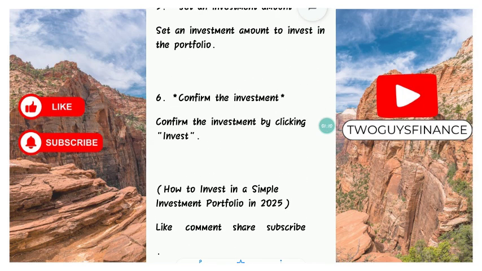That's pretty much it on how to invest in a simple investment portfolio in 2025.